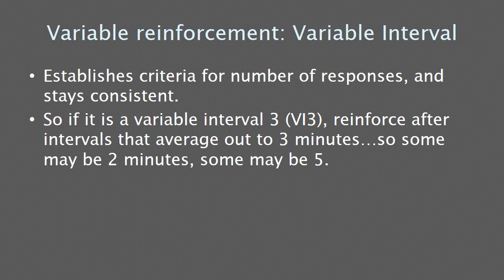In variable interval, we're going to do the same thing. We're going to reinforce after a certain amount of time, but on average it's going to be like 3 minutes. So if we have a VI 3, which is variable interval 3, we're going to reinforce after intervals that average out to 3 minutes. So some of those intervals might be 2 minutes, some may be 5, some may be 6, some may be 1. It just needs to average out to 3.